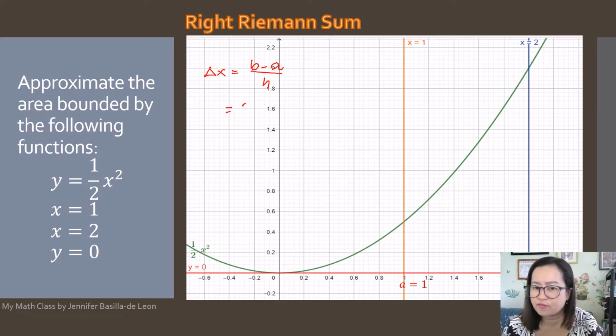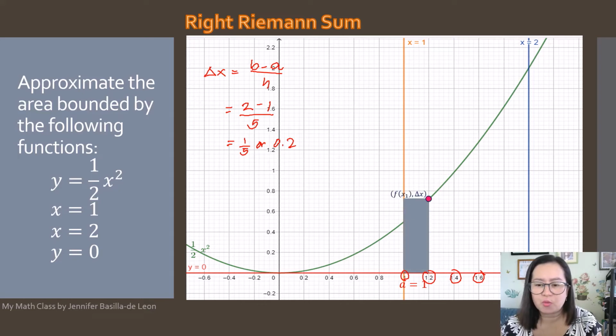Now, since we have b equals 2 and a equals 1 and n is equal to 5, delta x is equal to 1/5 or 0.2 or 2/10. Now with this, we can form the subintervals 1 to 1.2, 1.2 to 1.4, 1.4 to 1.6, 1.6 to 1.8, and 1.8 to 2. We start drawing our rectangles.